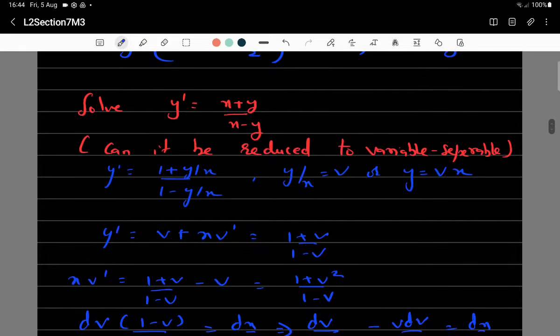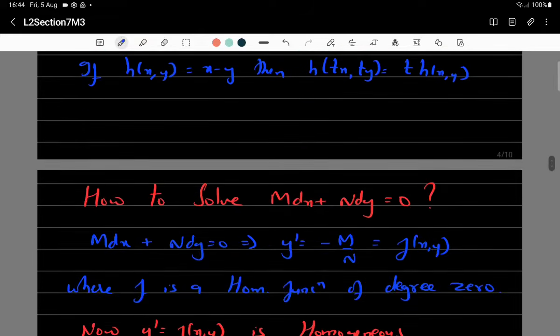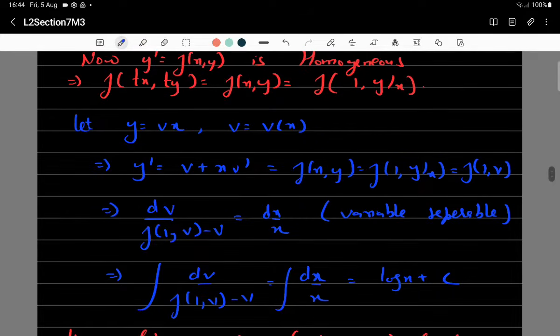So if you see this one, then there I wrote it as 1 plus y by x over 1 minus y by x. Now since I can write it like this, therefore if I substitute y is equal to vx, where v is a function of x, v is not a constant, remember it, then y dash becomes v plus x v dash is equal to f of x comma y, which is nothing but f of 1 comma v, which is a function of v. And this can easily get reduced to variable separable form, and then integrating on both the sides gives us the required result.